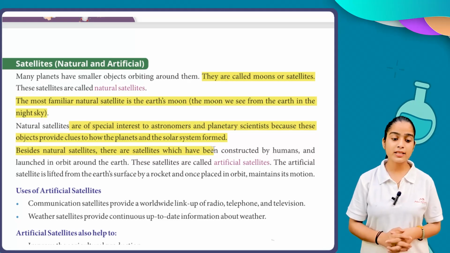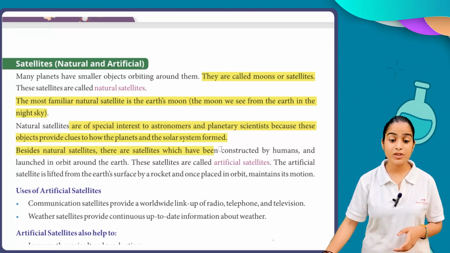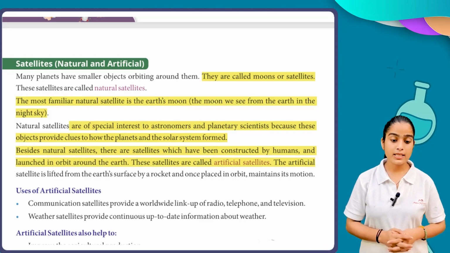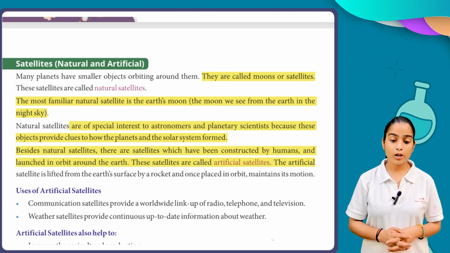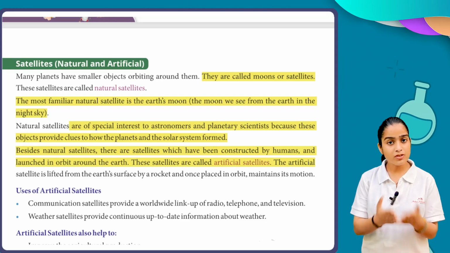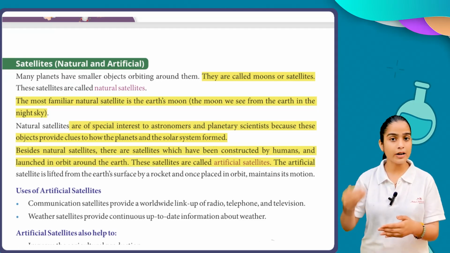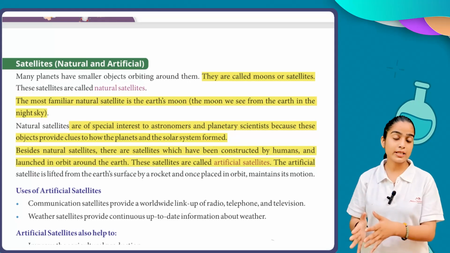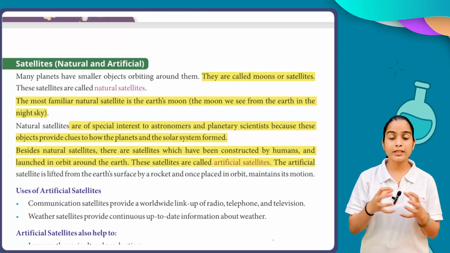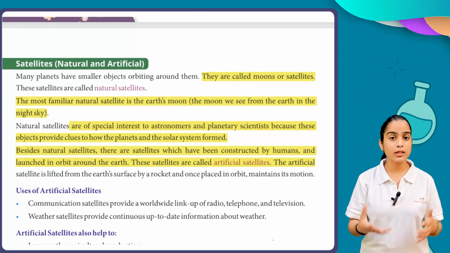Now, besides natural satellites, there are satellites which have been constructed by humans. That is why they are referred to as artificial satellites, and they are launched in orbit around the Earth. An artificial satellite is lifted from the Earth's surface by a rocket, and once placed in orbit it maintains its motion. So these satellites are constructed by human beings. That is why we call them artificial satellites. They are sent to space with the help of a rocket into a fixed orbit, so they can collect information about the other planets and do other work as well.